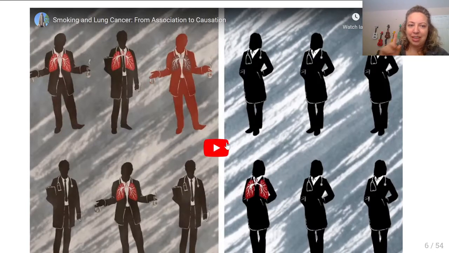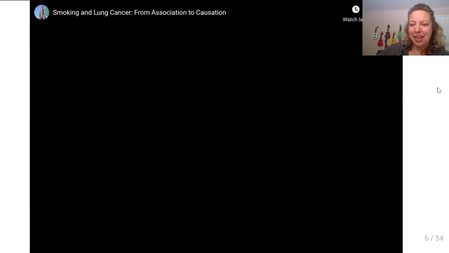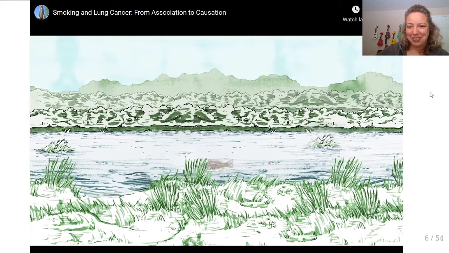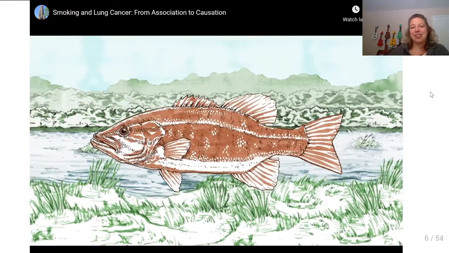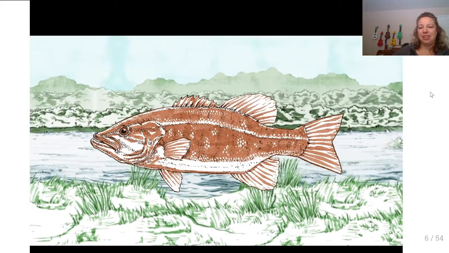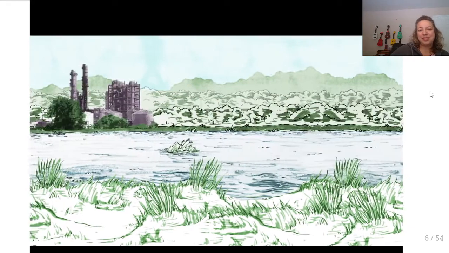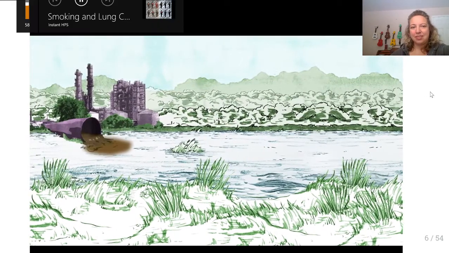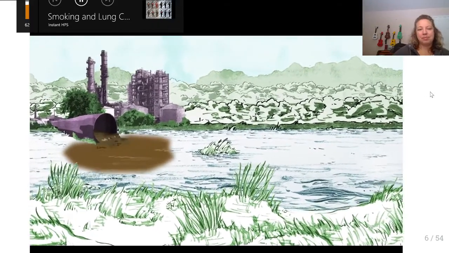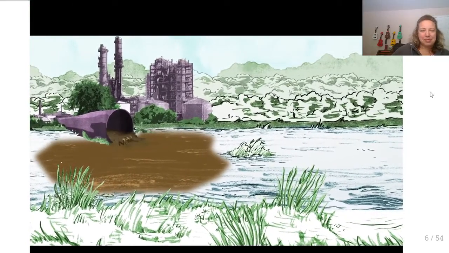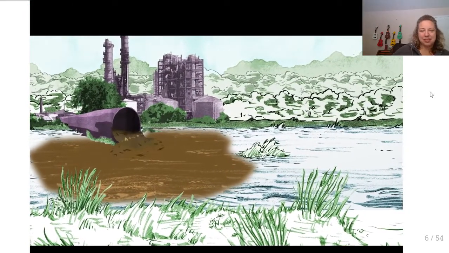So this leads us to a prime example that we're going to look at, which is smoking and lung cancer. Imagine you're fishing in a local lake, and you notice that the fish you're catching seem to have an unusually high number of physical abnormalities. You learn that a chemical plant recently started dumping waste upstream, and you suspect that this is causing the changes in the fish. Well, what if it's just a coincidence?